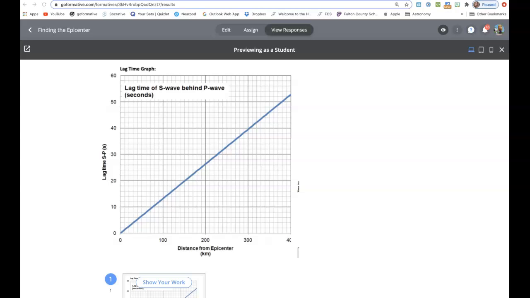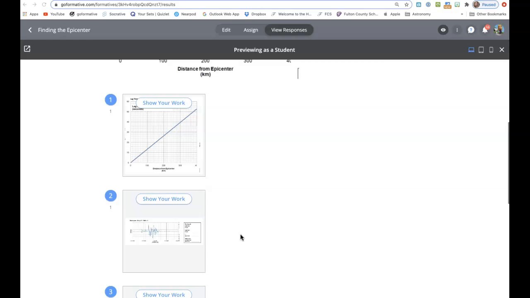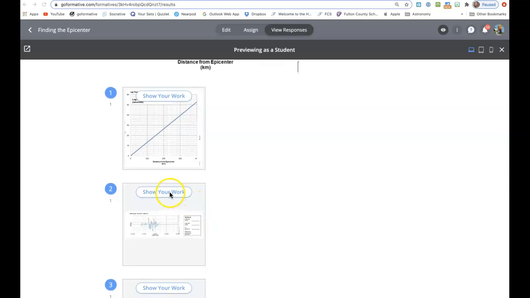Okay, so we are going to work through how to find the epicenter example. And so here you can see the lag time graph, where if you know the difference between the P wave and the S wave, you can go over to the line using the model and determine the distance from the epicenter. And so let's start with station A.